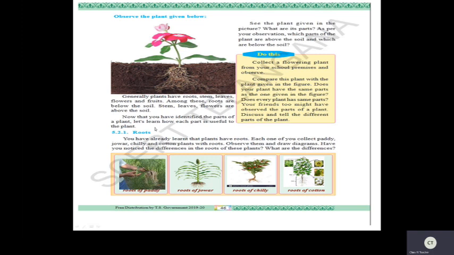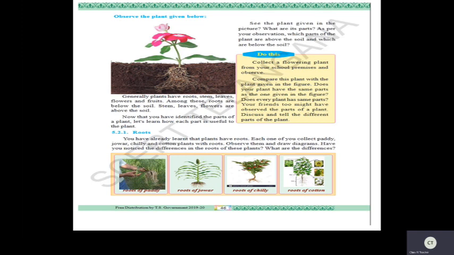Okay, children. Now let us see about roots. You have already learned that plants have roots. Each one of you collect paddy, jowar, chili and cotton plants with roots. I have already collected and kept them here, children. Observe them and draw the diagrams. You will have page number 46. There you will have blanks. In these boxes, observe the roots and then draw the roots of paddy, jowar, chili and also cotton.